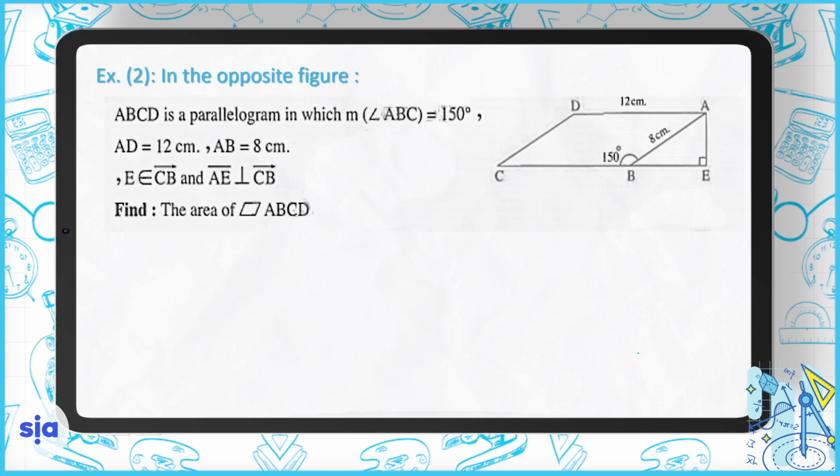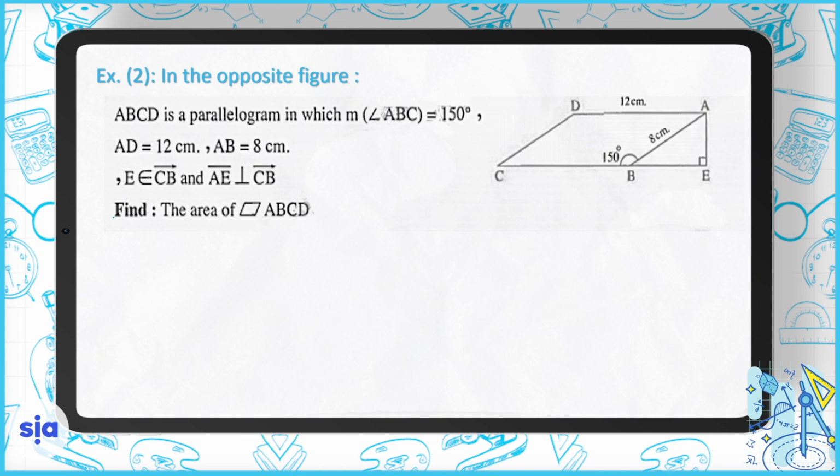Let's now go to exercise number 2. In the opposite figure, ABCD is a parallelogram in which the measure of angle ABC is 150 degrees and AD equals 12 centimeters, where AB equals 8 centimeters, and E belongs to CB ray and AE is perpendicular to CB. Find the area of the parallelogram ABCD.